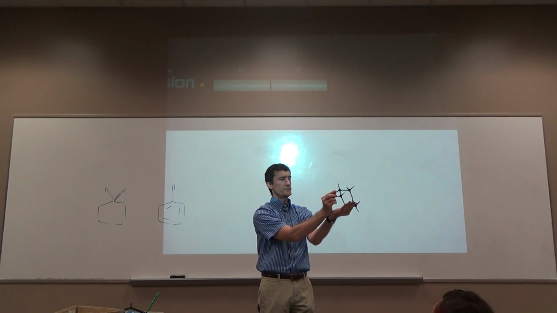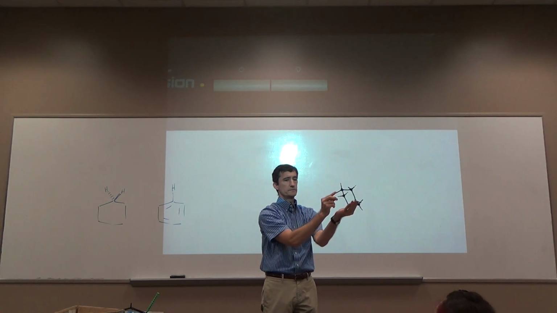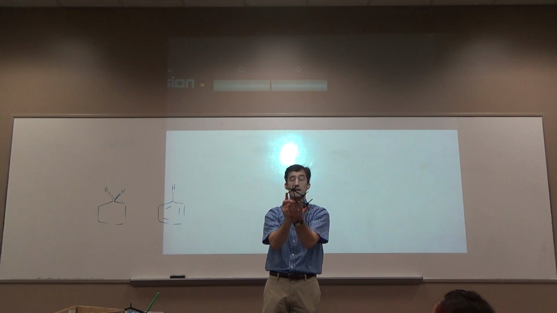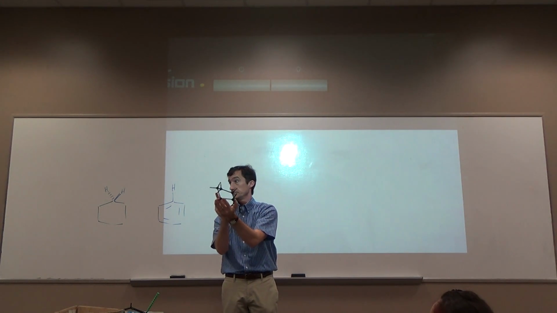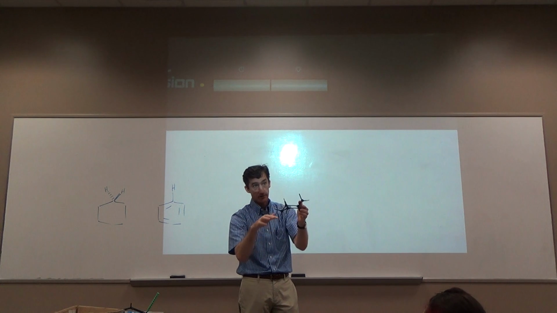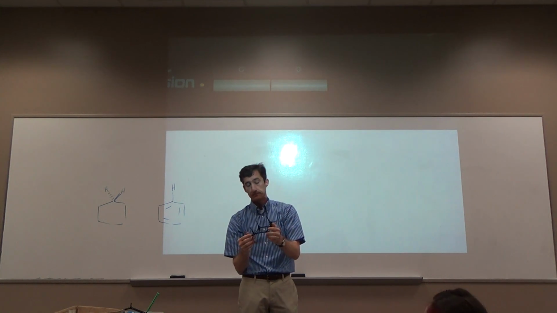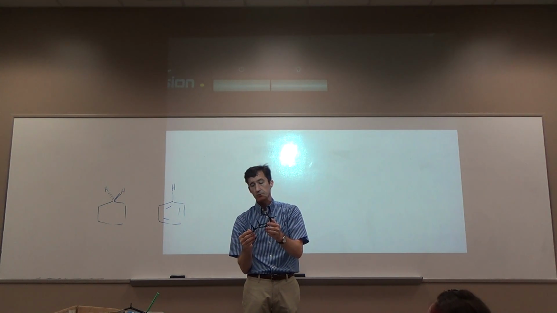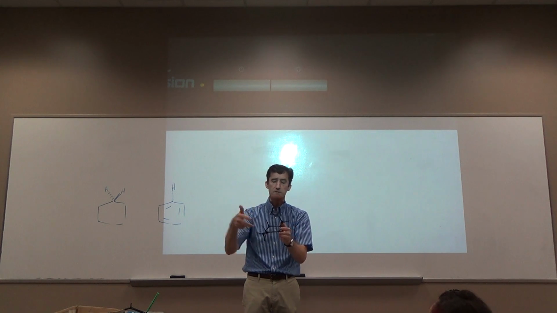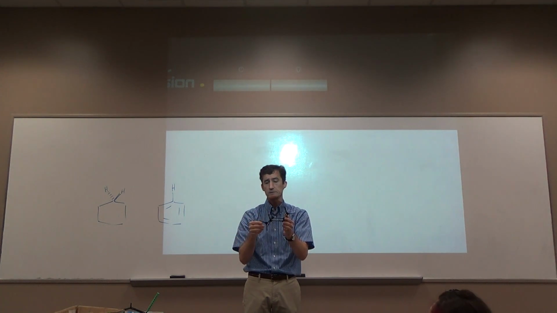Can you see that? Are they eclipsing now, the neighboring H's? What are they now? Yeah, the neighboring H's are now staggered. Okay, that's one of the reasons it comes to this chair conformation. Or boat, but the boat is not as good because of those flagpole interactions.